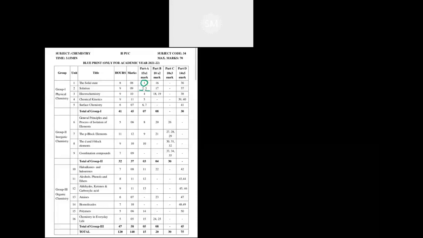The second and third questions are always from solution. This is how the paper will be set. The fourth question will be from electrochemistry. The fifth question is from chemical kinetics. The sixth and seventh questions, that means two 1 mark questions, will be from surface chemistry. Then the eighth question is from general principles and isolation. Ninth is from p block. The 10th question is from d and f block elements.